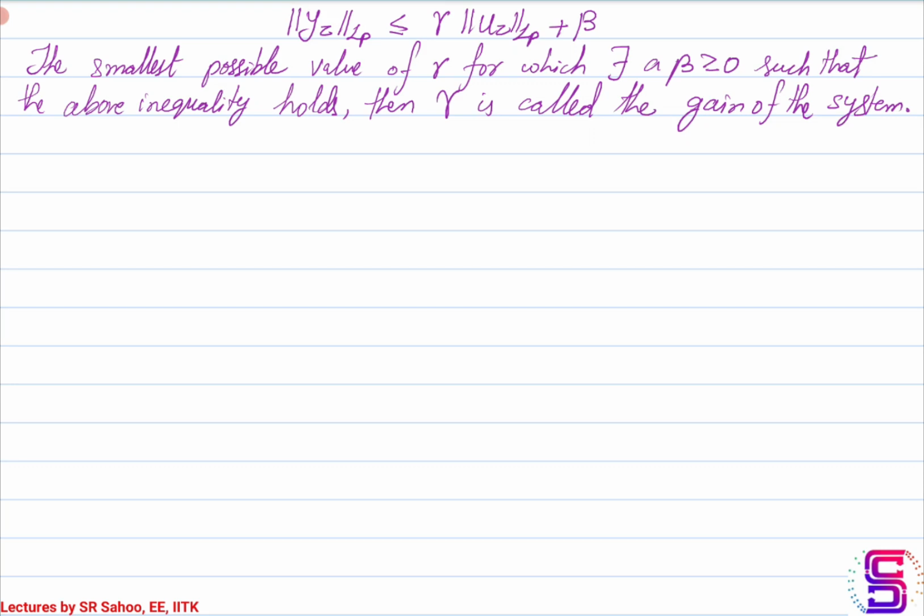Now, once you find the gain of the system and a beta corresponding to this particular gain, so that the inequality is satisfied, then of course for finite gain LP stable systems only, any other value of gamma and beta greater than the values that you have found will also satisfy the inequality. But this is the minimum that you actually require.